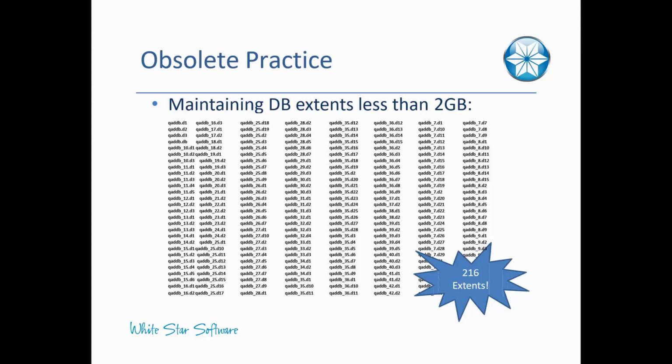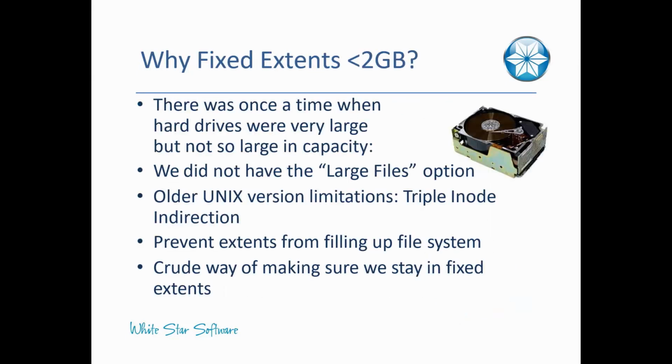And there was a valid reason once upon a time for doing this. They used to make really big hard drives with little small capacity. We didn't have the large files option either on the Progress side or the Unix side. And there were some problems with some of the older Unix versions with triple inode indirections. It was also used as a way to prevent extents from filling up the file system, and a kind of crude way of making sure you're always stuck in your fixed extent, that you'll never go into your variable extent. So no longer a good idea, and for a while now, actually.